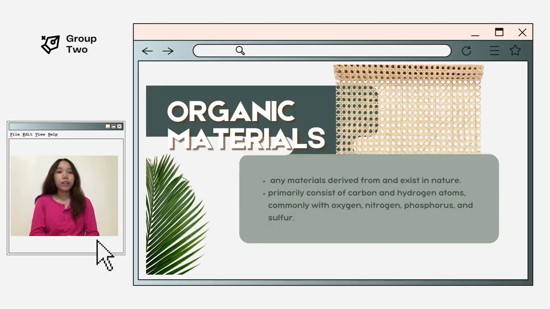An organic material is any material derived from or exists in nature. They primarily consist of carbon and hydrogen atoms, commonly with oxygen, nitrogen, phosphorus, and sulfur.